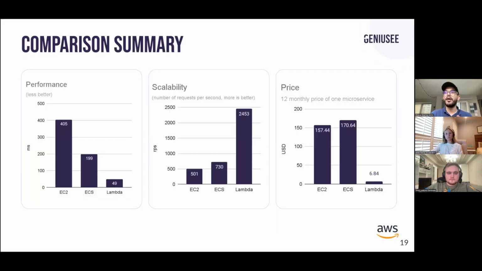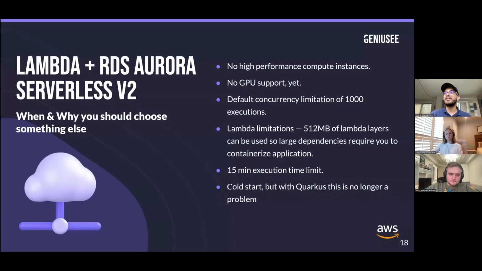All right, so now I'm going to ask Andrii to talk about his case studies. Geniusee is an Advanced Tier AWS partner, and they've done a lot of work helping customers migrate to Quarkus and migrate their Java workloads. So yeah, take it away, Andrii.